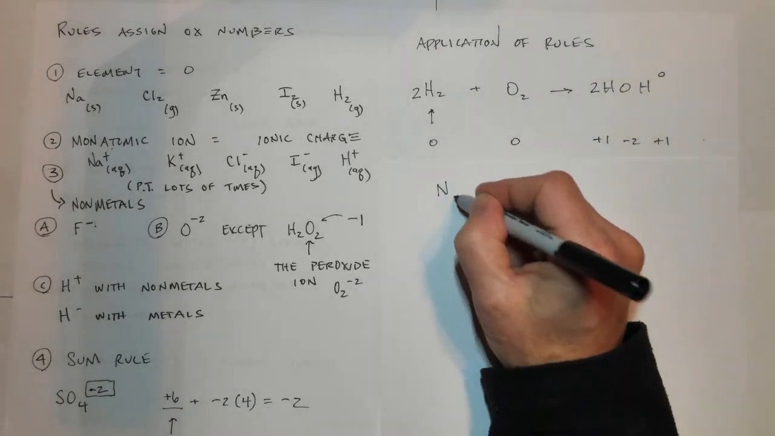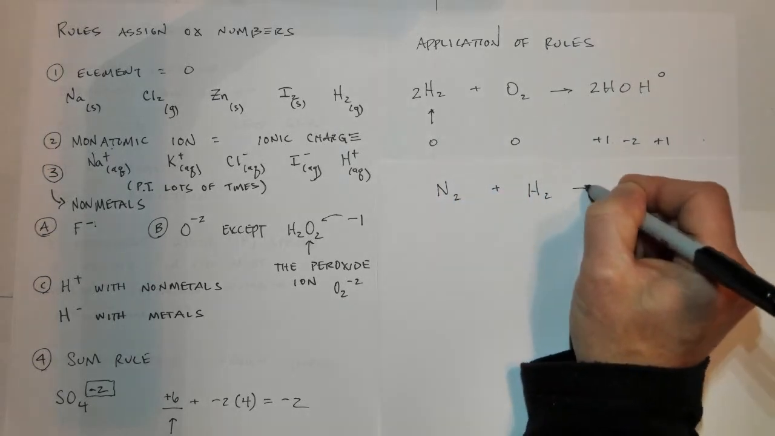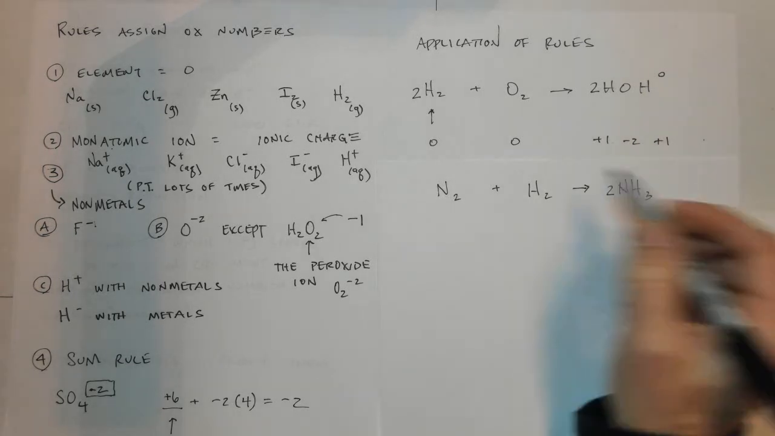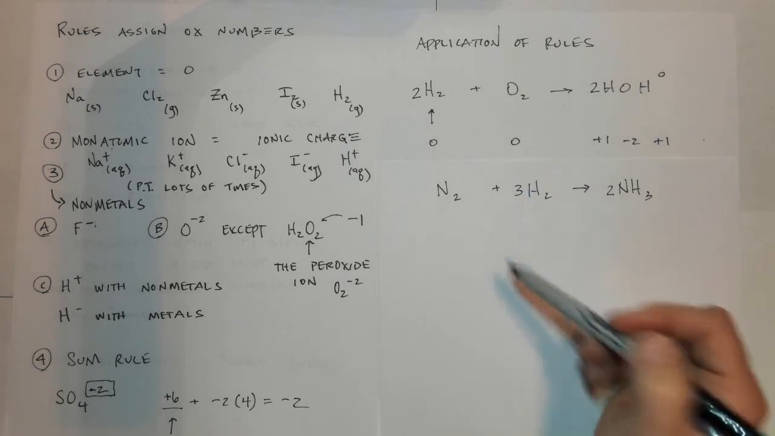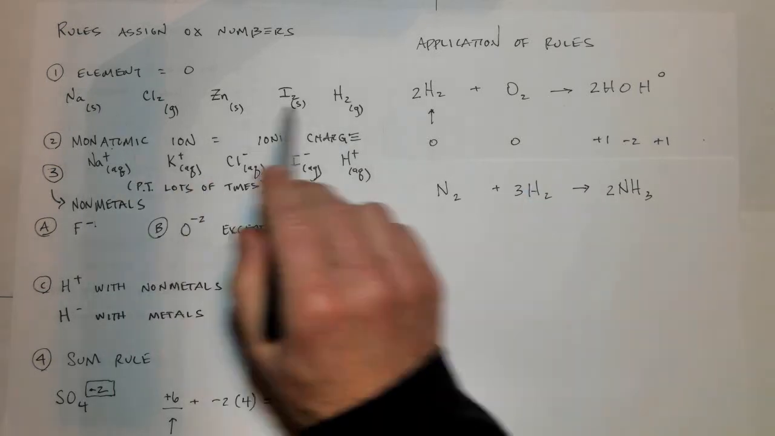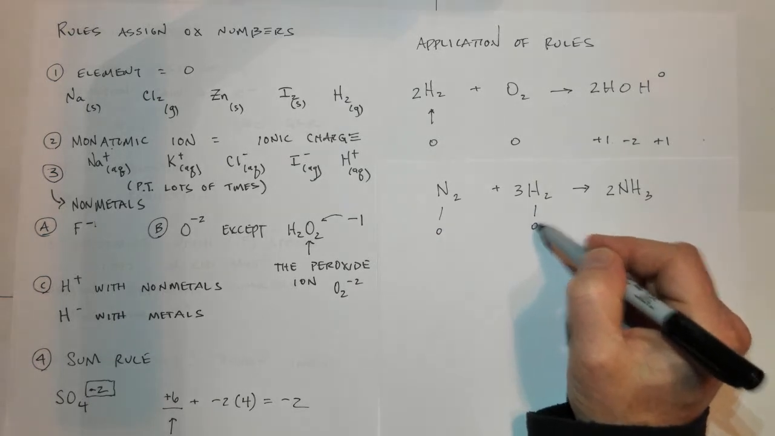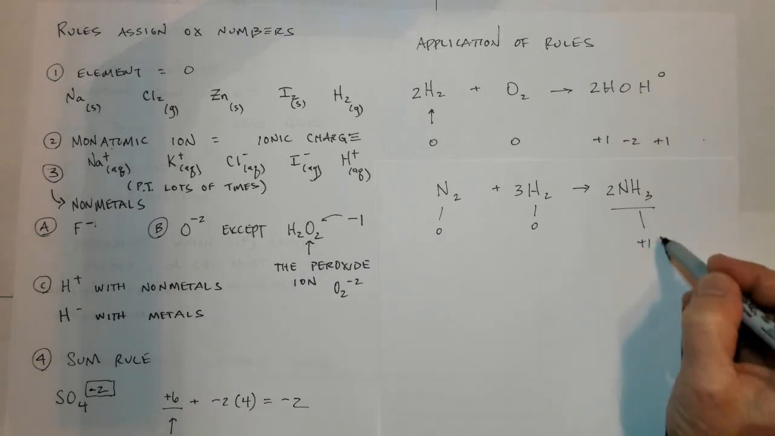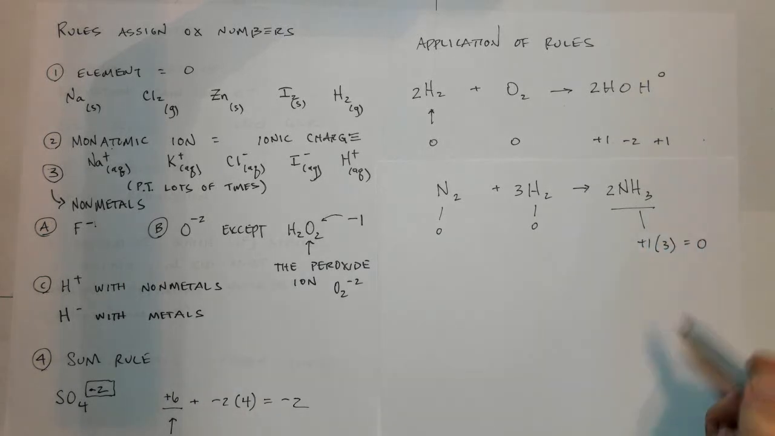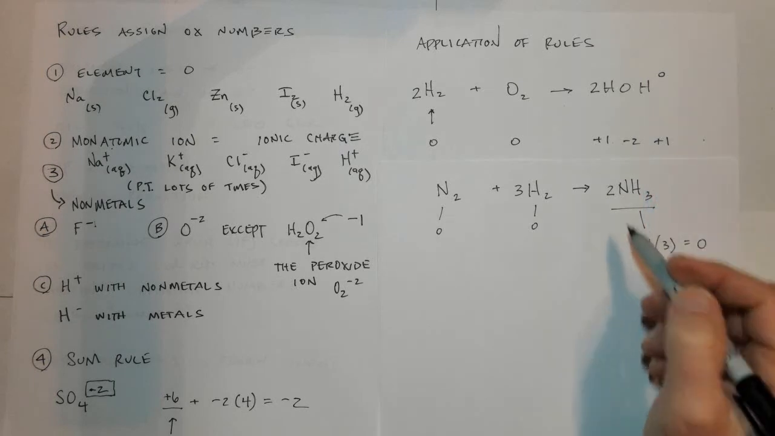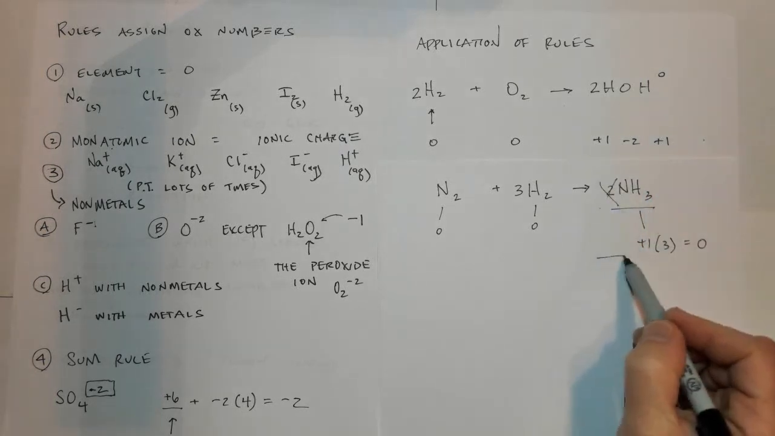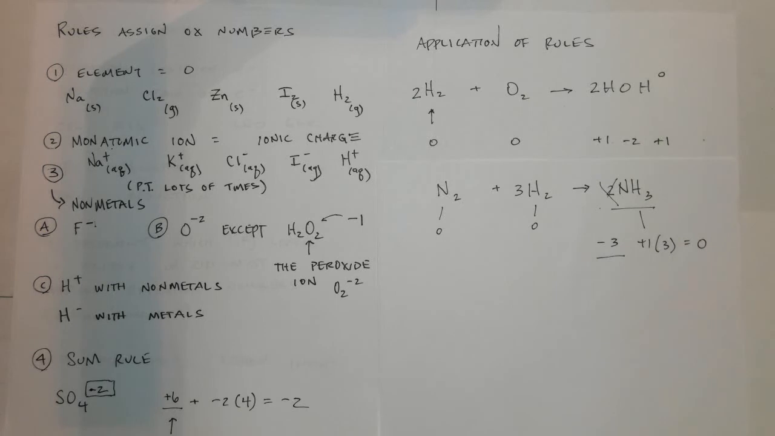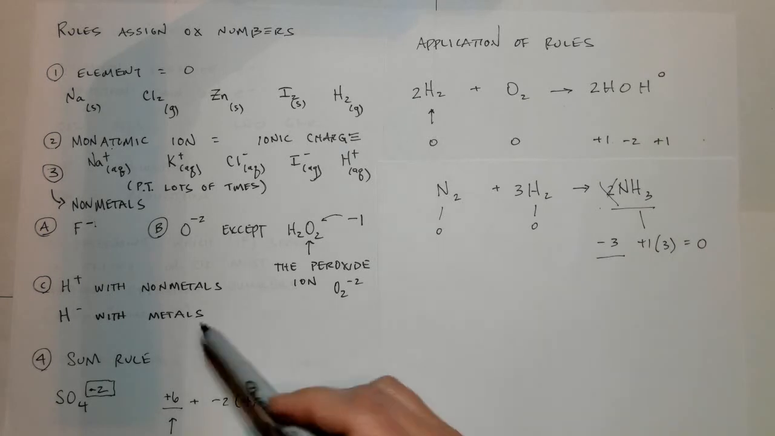Here's a second example. N2 plus H2 goes to NH3. And of course, to balance this, we'd have to put a 2 here and a 3 here. But remember, the coefficients don't help us determine the oxidation numbers. Rule number 1, this is 0. Rule number 1, this is 0. Inside of here, hydrogen with a nonmetal is +1. There are 3 of them. It equals 0 overall because there's no little number in the upper right-hand corner. Don't look at this 2. Something plus +3 is equal to 0. Yep, that means nitrogen must be -3 in this case. And you just used the sum rule.